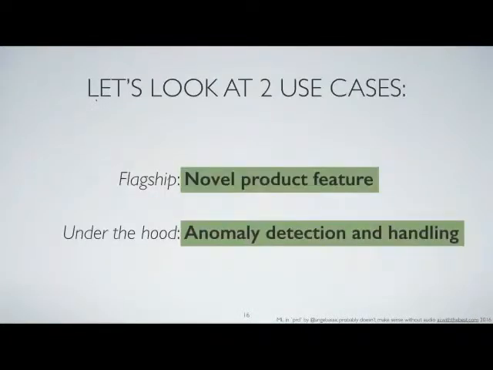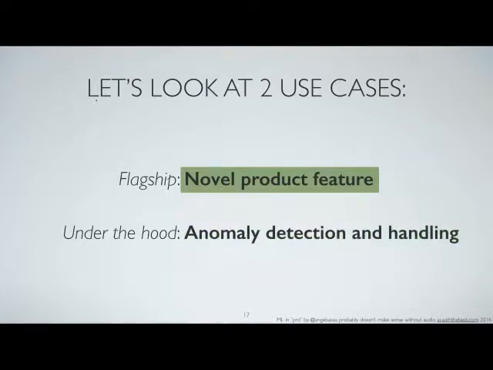So let's talk about a couple of examples where I can let you know what the love looks like in real life. I'm going to talk about 2 things. One is a flagship product feature that we have in our software, where the mentality is that customers are really happy when it works. The second is something that happens under the hood: anomaly detection and handling. And here, customers are really upset when it doesn't work. So the benefit to the customer, and how we hear that message translated, is very different among these 2.